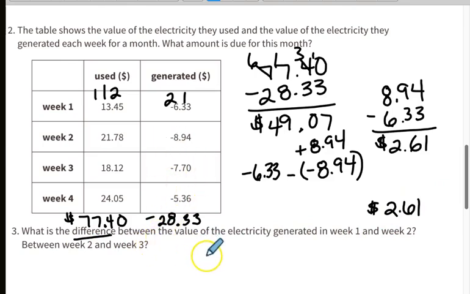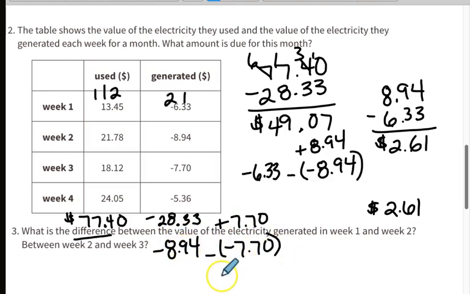Week 2, and notice it's different, so minus. So week 2 is a negative $8.94 minus week 3 was a negative $7.70. Two negatives become a positive. So we have a negative $8.94 and a positive $7.70. I see that this one is bigger, so my answer is going to be a negative, but we're just going to subtract them now.